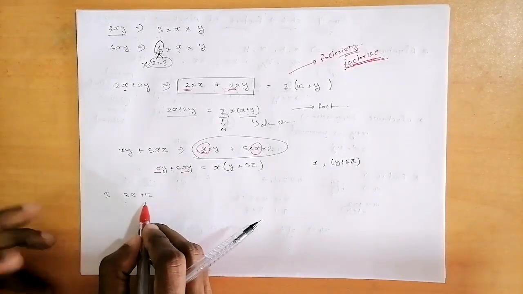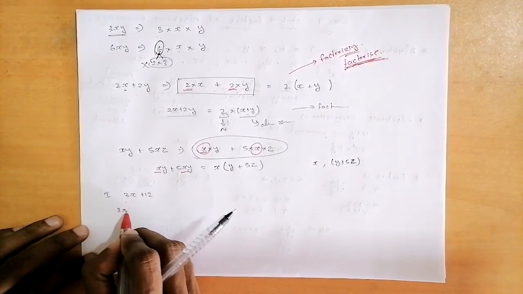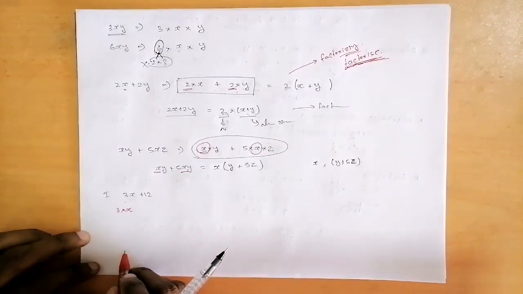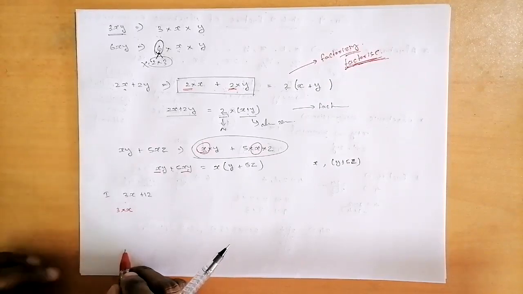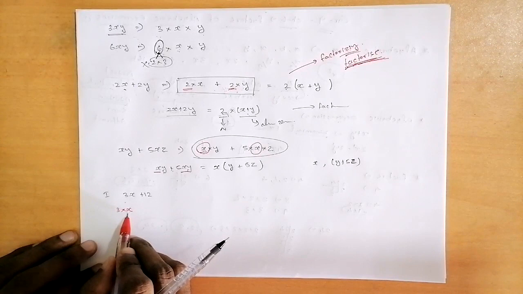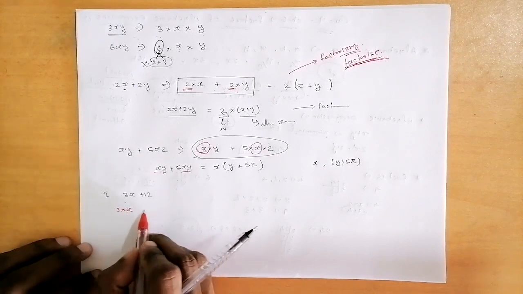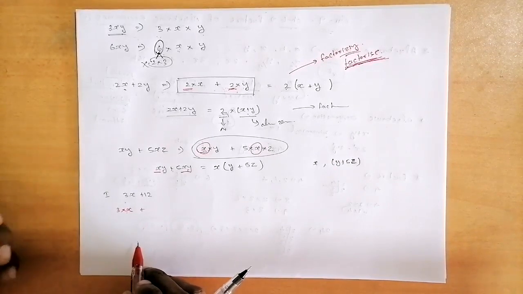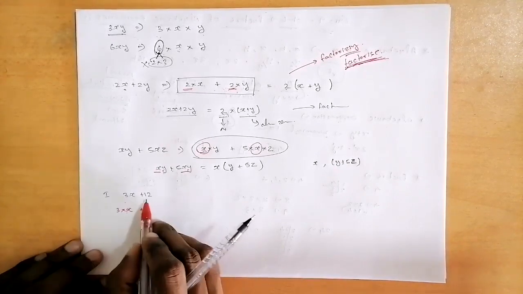3x plus 12, how is it built? 3 into x. Okay, 12, how is it built? With this 3x, why are we writing how it's built? We have to check whether we have a common element. So 12.